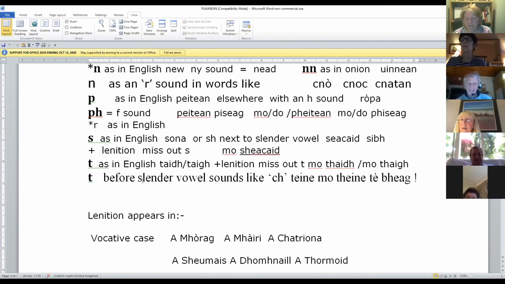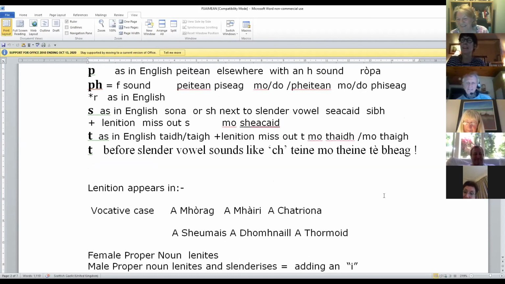T before a slender vowel, though, becomes ch. So T to ni becomes chene. Or T, chene becomes mo henne, becomes my fire. Cheer, T-I, is land. Mo here is my land. And T-E, chevik, is a little female person, or it's a dram, which you deserve after listening to all these sounds.